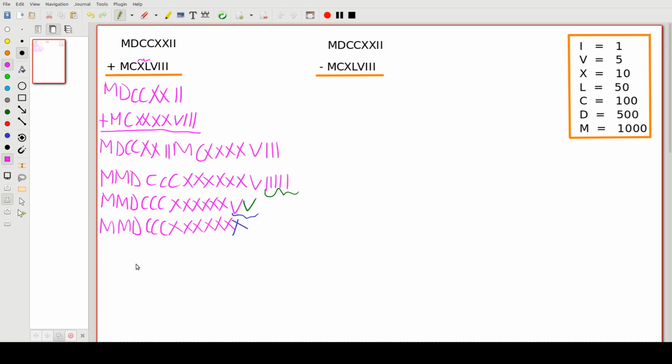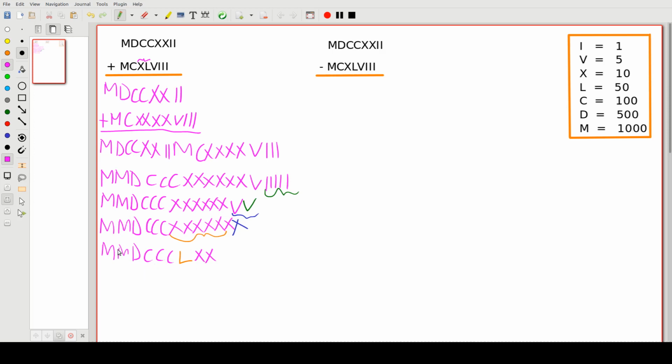Perfect. Let's continue. So M, M, D, C, C, C. Now we have 1, 2, 3, 4, 5, 6, 7 X's. So 5 of those X's can give us an L. So these 5 X's give us an L. And we're left with 2 more X's. Anything else we can do? 2 X's becoming nothing. We need at least 5 of something to turn into something else. So that's fine. We're done.